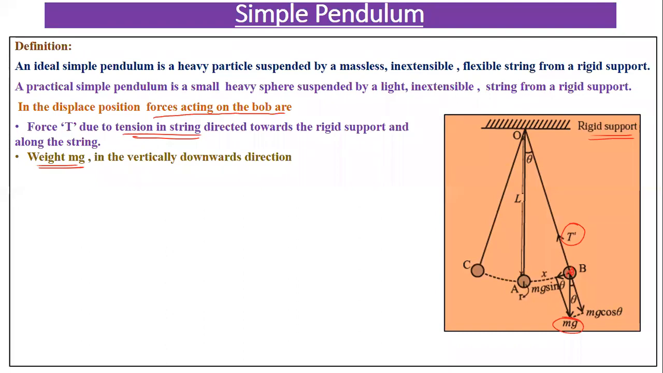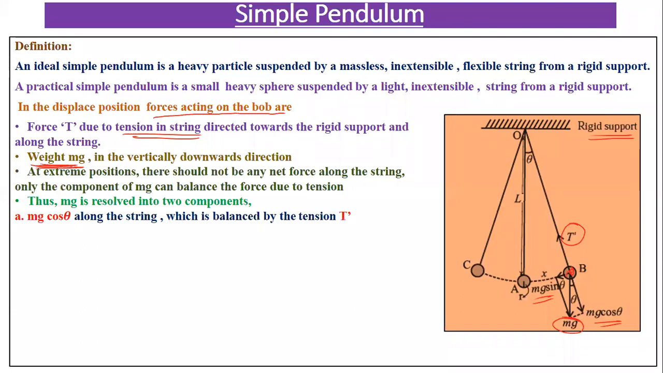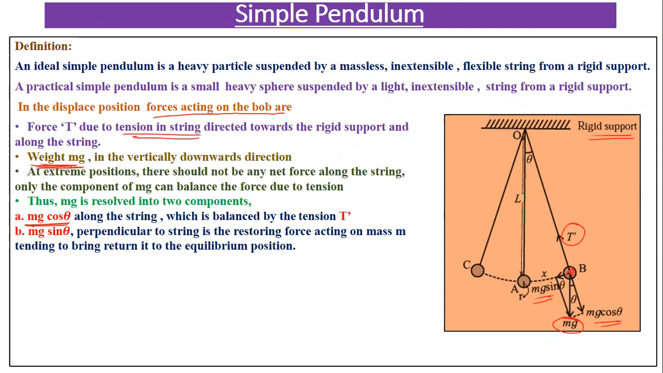Now here we have to resolve this weight mg into two components. You can see in the diagram this weight mg is resolved into two components. The first one is mg cos theta and the second one is mg sin theta. These are the two components of weight mg.